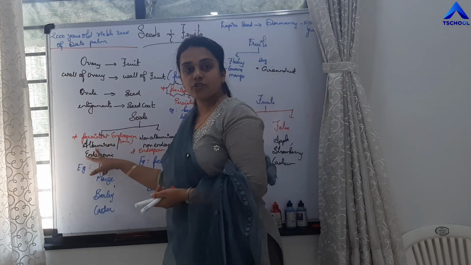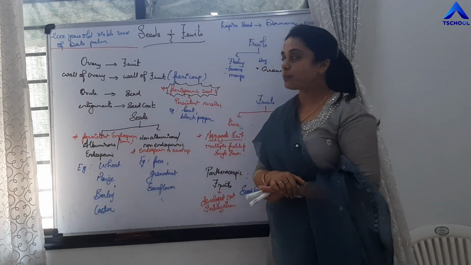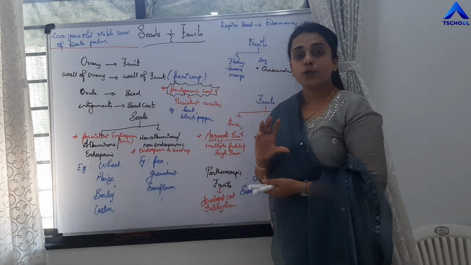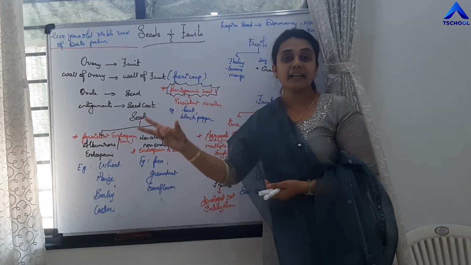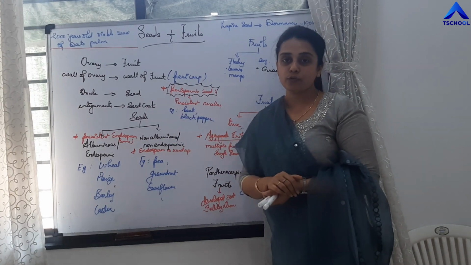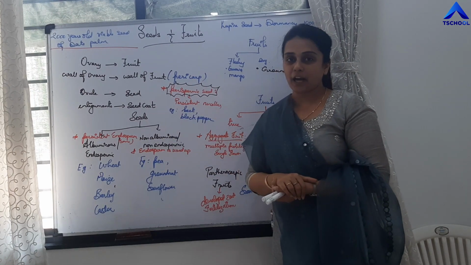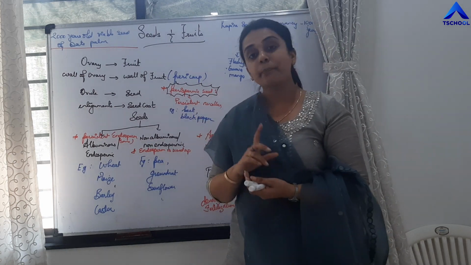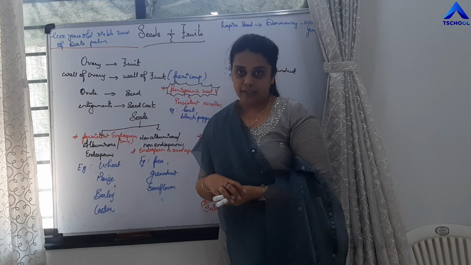Seeds are classified into albuminous, non-albuminous. Fruits can be fleshy and dry. Fruits can be simple, aggregate and composite. Fruits can be true fruits and false fruits. Fruits can be parthenocarpic fruits. There are perispermic seeds also, which are having persistent nucellus, right?